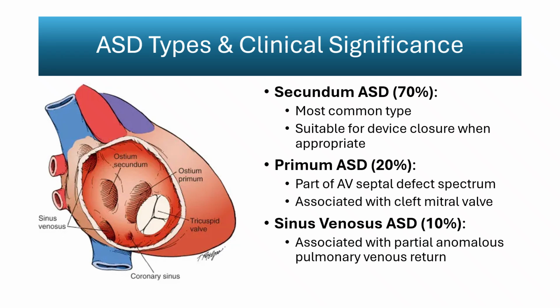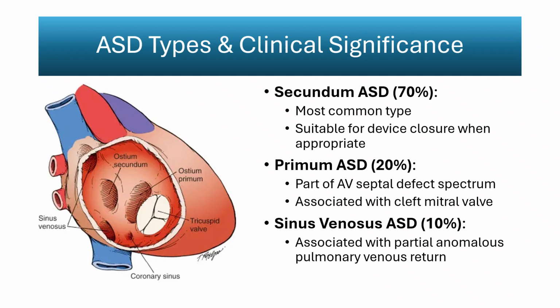Secundum ASDs represent over 2/3 of cases, making them the most common type. They occur in the region of the fossa ovalis and often arise from incomplete closure or stretching of the foramen ovale. These lesions are frequently suitable for percutaneous device closure when size and rim anatomy are appropriate.